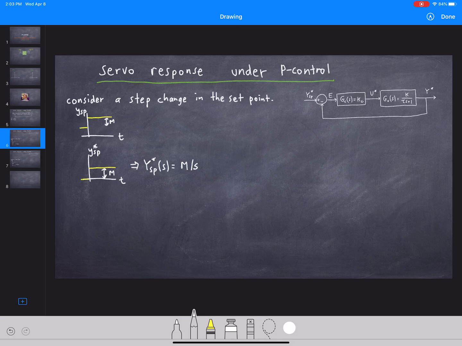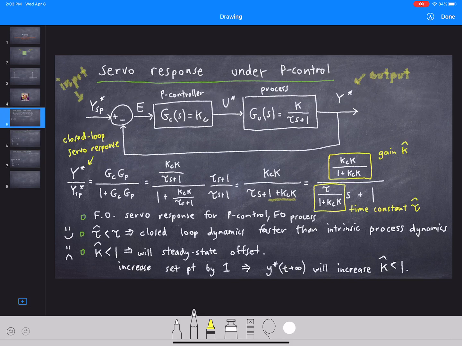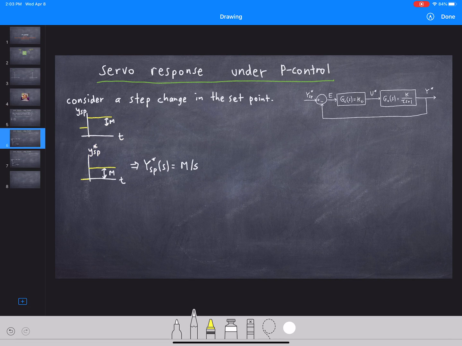And so what we can do is use our servo transfer function here to find the response. So this implies y equals, so it's k hat, it's first order, right? Tau hat s plus 1 times m over s, right? Okay, and if you remember from CHE 361, then in the time domain, the response is m k hat times 1 minus e to the minus t over tau hat.